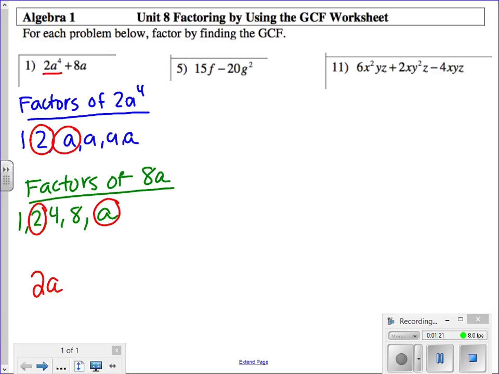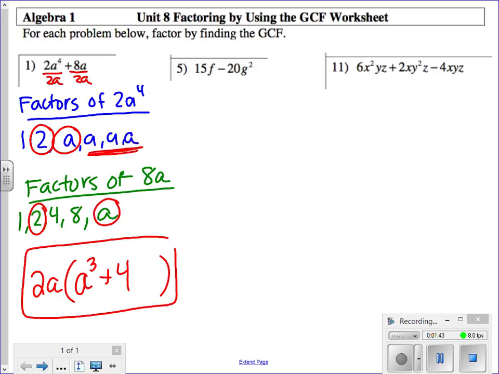So what I do next is I'm going to divide both terms by that GCF of 2a. When I take 2a to the 4th divided by 2a, I'm left with a cubed. I can tell that by looking at this list of factors. The a's that are not circled, there's 3 of them. Then 8a divided by 2a is 4. So this is your final answer.